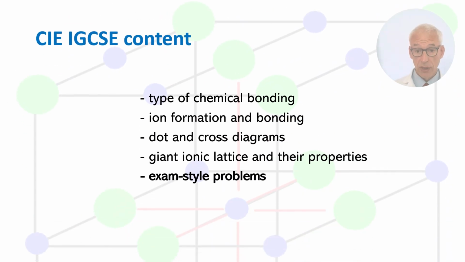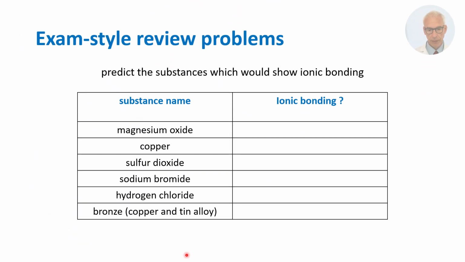I would recommend that you now attempt some exam-style problems as a way of checking your learning. Predict the substances which would show ionic bonding. Stop the class, make your choices, come back to check. Okay.